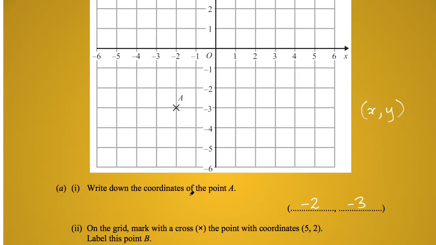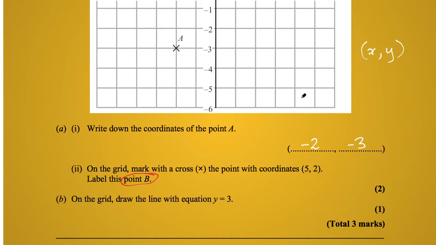On the grid, mark with a cross the point with coordinates 5, 2. Remember again, that's x, y. 5 across, 2 up is 5, 2 in there. And label this point B, really important to do that. Make sure you've read every line of instructions.